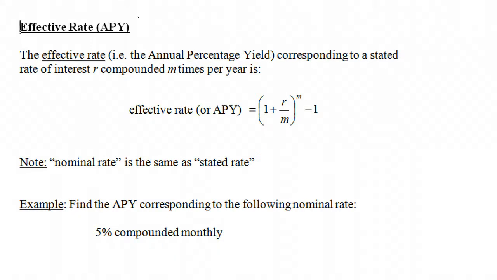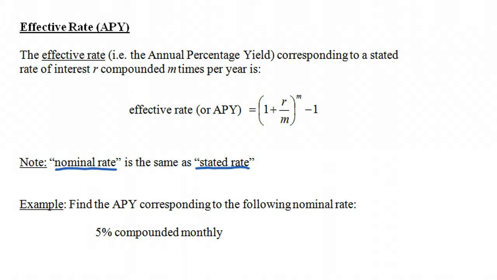Okay, so it says the effective rate, or the annual percentage yield, corresponding to a stated rate of interest R, compounded m times per year, is equal to (1 plus R over m) to the mth power, then minus 1. One thing I want to point out is that some of the problems will say nominal rate, some of them will say stated rate. That means the same thing. That corresponds to the 8% for the problem that we were just looking at. That's the nominal rate, or the stated rate. But what we're trying to find is the effective rate, or the APY.